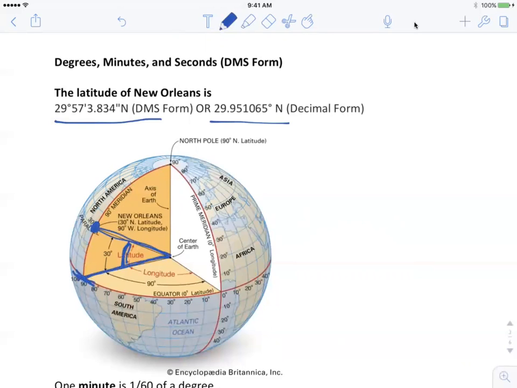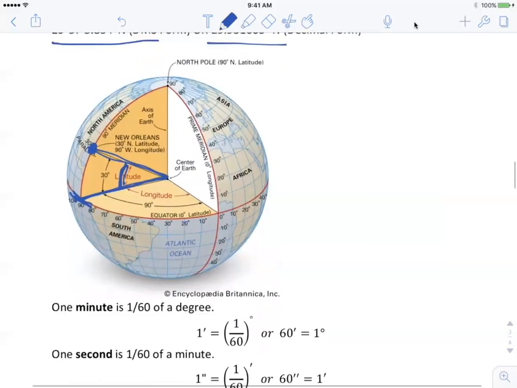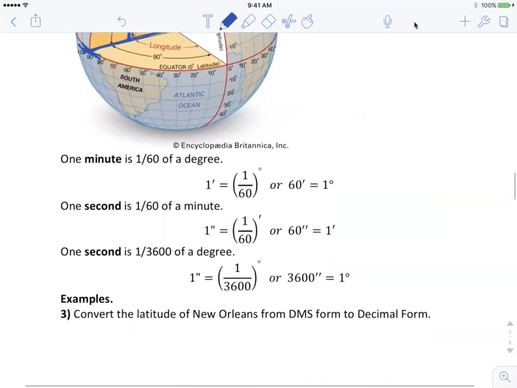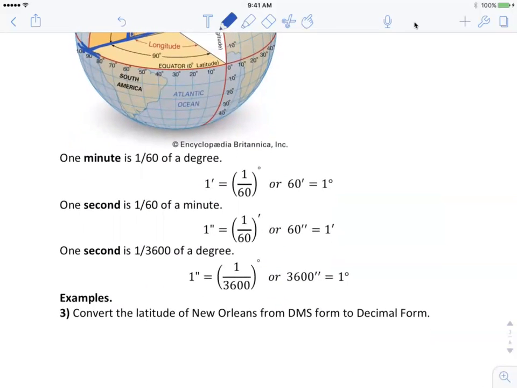You could also give it in just decimal form, right? It's the same as 29.95, etc. degrees north, okay? So what you'll want to be able to do is convert between that DMS form and the decimal form. In order to do that, you need some conversions. And so that's what's listed below here. So a minute is defined as 1/60th of a degree, or in other words, 1 minute is 1/60th of a degree. And this will probably be useful. So 60 minutes is 1 degree. Okay, so you can think of a degree as like an hour, if you want to remember that. 60 minutes in an hour.